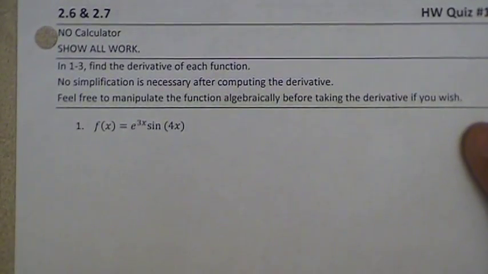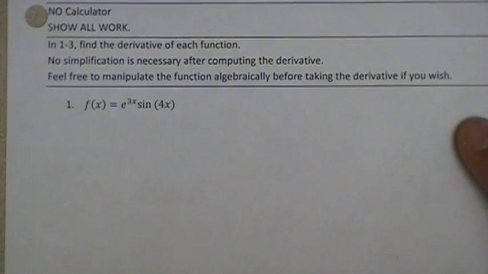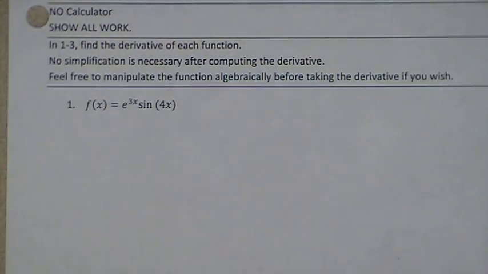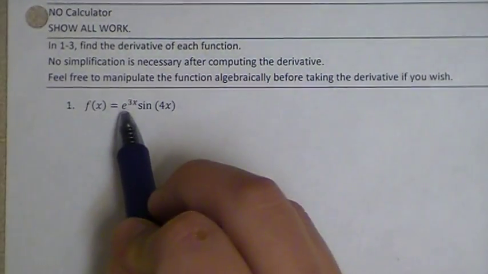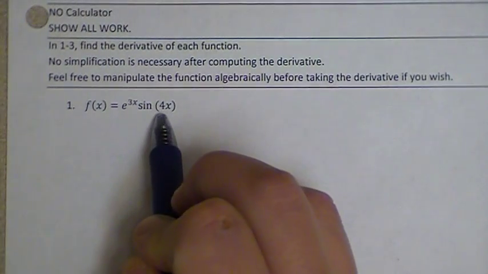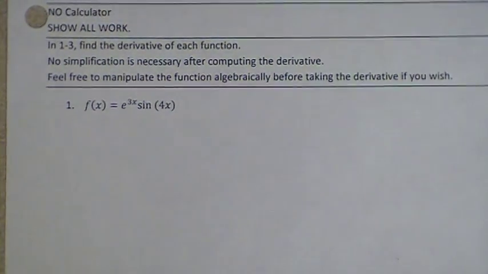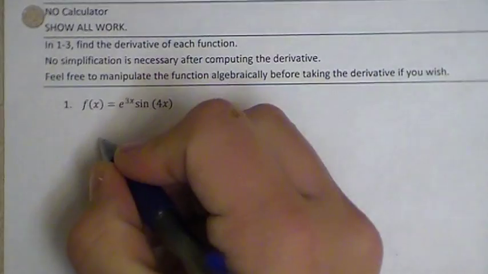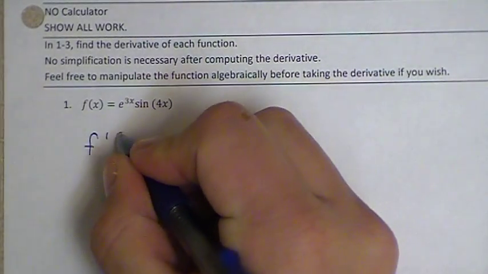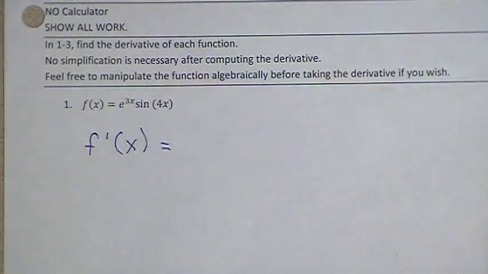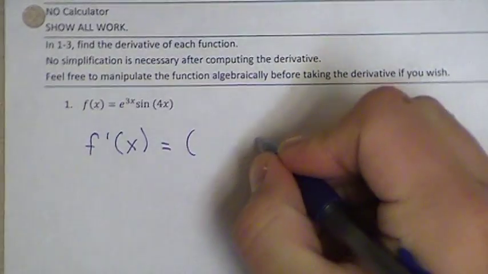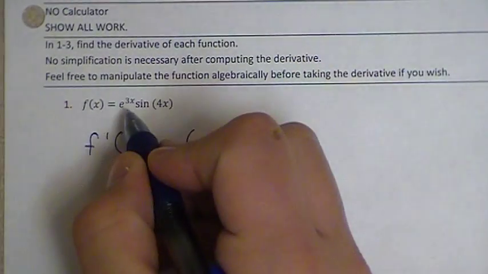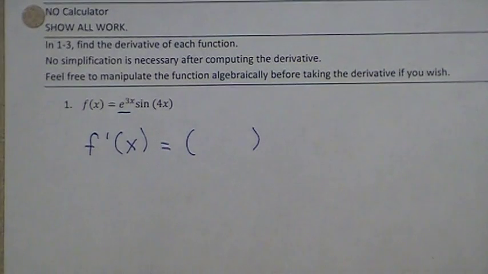If you're going to take the derivative of the function given in number 1, you have to recognize that you have one function of x right here, e to the 3x, another function of x right here, sine of 4x, and that you're going to have to use the product rule. So we are going to have to use the product rule for this, and the product rule says take the derivative of the first function of x. So in this set of parentheses, I need the derivative of e to the 3x.